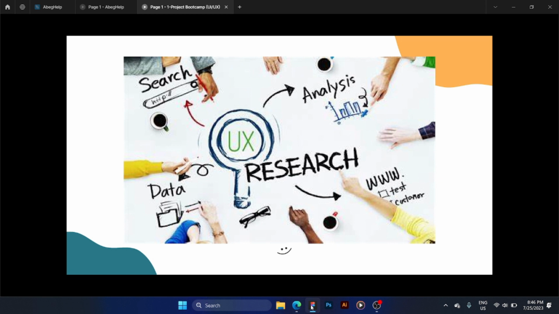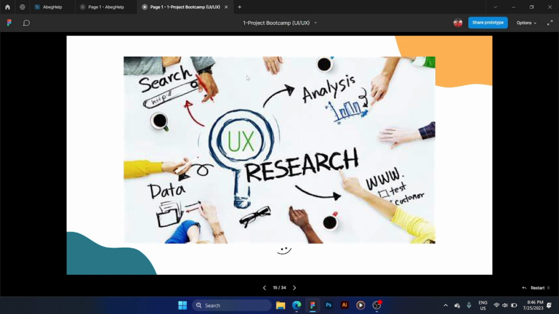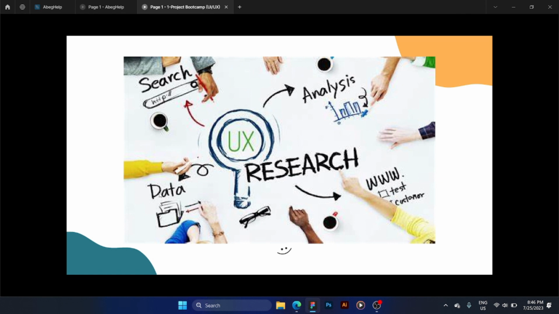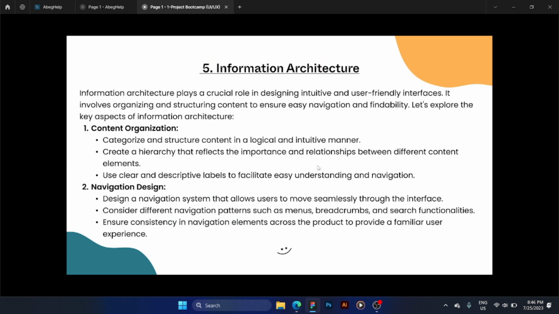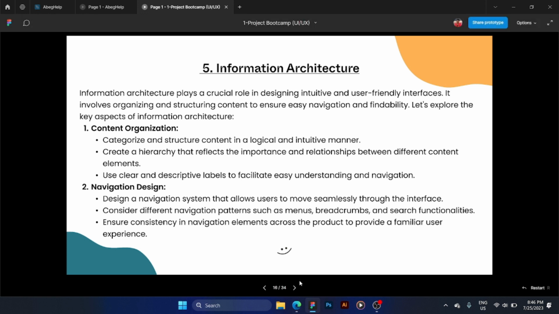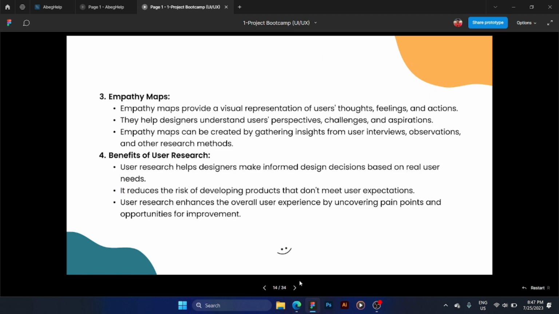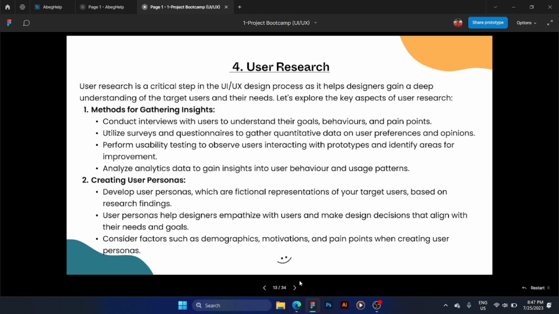So make research, analysis, data, and gather information. This is a coming together of everything that you do, and it is really going to help you. The fifth thing we're looking at in our class is information architecture. But quickly, let's take a preview of number four again.